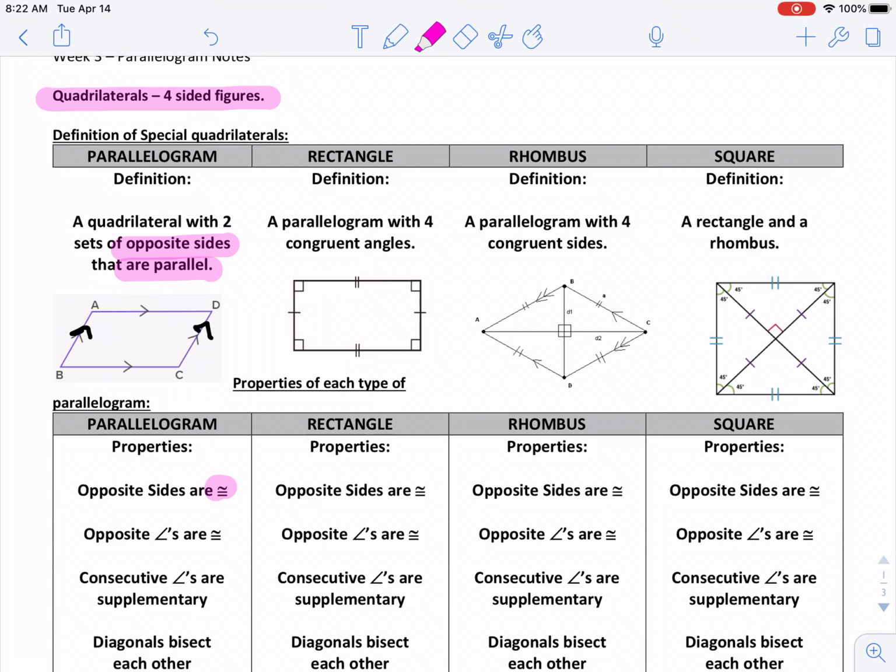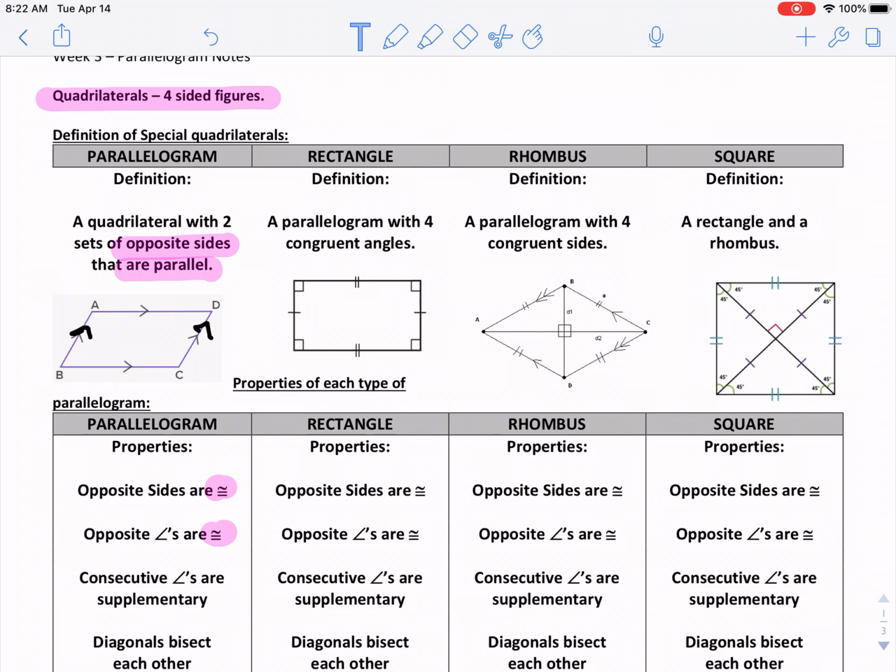The opposite angles are congruent, so like angle B and angle D are the same. Angle A and angle C are the same. Consecutive angles are supplementary. All that means angle A plus angle B equals 180. C plus D is 180. A plus D is 180. B plus C is 180.